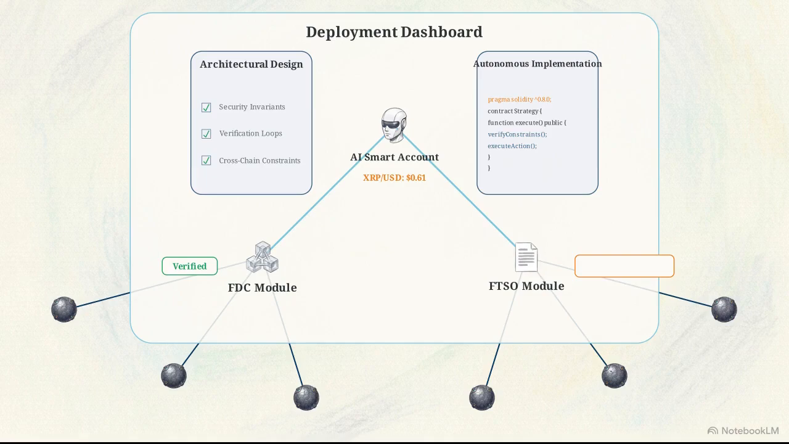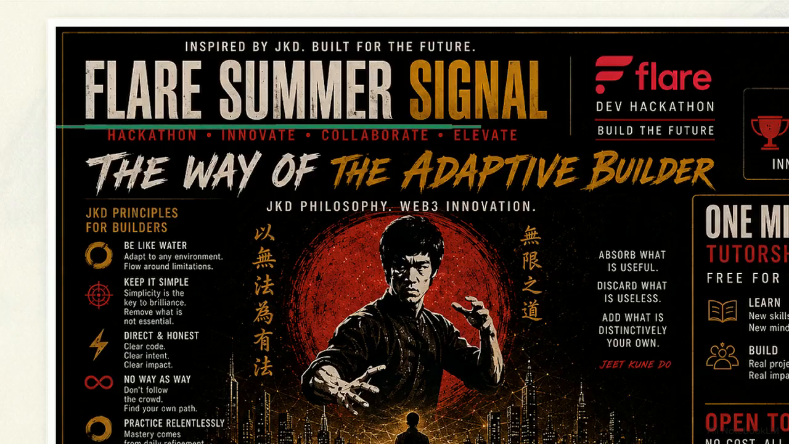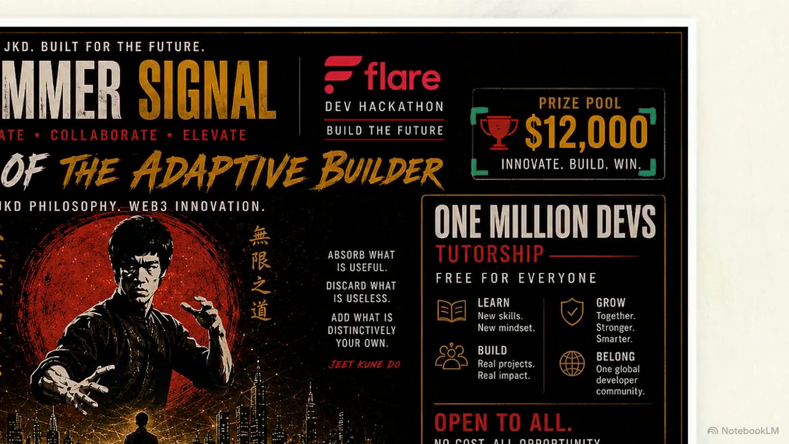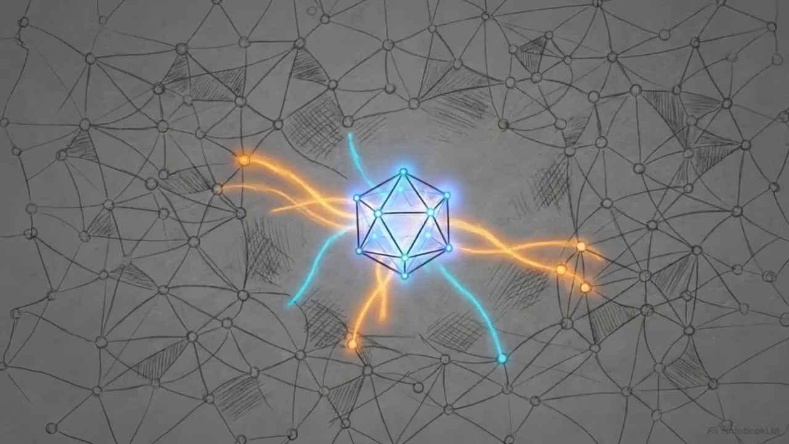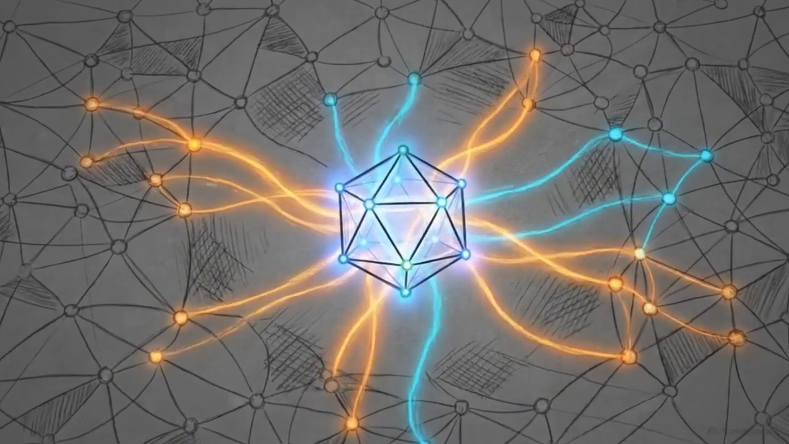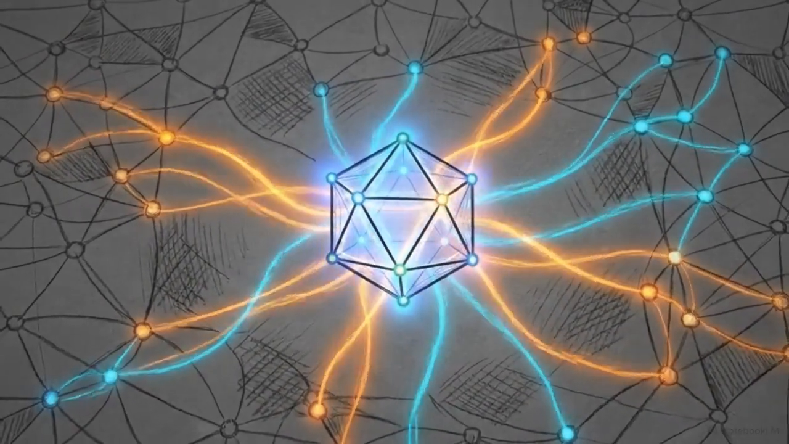decentralization rather than assumptions. This poster details the Flare Summer Signal Hackathon. You can apply these AI-native workflows to build interoperable asset products or privacy-preserving applications for the $12,000 prize pool. Developers can also participate in the Verifiable AI Hackathon to build autonomous agents that interact with Flare's DeFi ecosystem. Decentralized development on networks like Flare is rapidly evolving into a new discipline of architecting verifiable, autonomous systems.